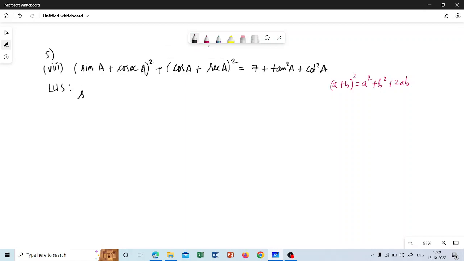I can expand that: sine square a plus cosec square a plus 2 sine a cosecant of a, plus, again I am going to use it, cos square a plus secant square a plus 2 into cos a into sec a.